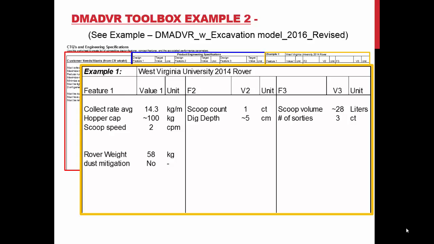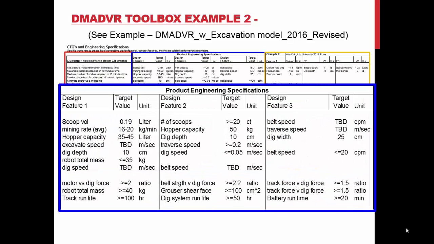The dust mitigation is an attribute, but we can still make enough assessment on a good design even with the attribute. If we take a closer look at the specifications that were generated, you can see here that we're coming up with a target for scoop volume and the number of scoops, and the belt speed needs to be determined. This would be a case of balancing forward speed with conveyor speed in order to not overload or underload the scoops and thereby maximize the efficiency of the mining rover.